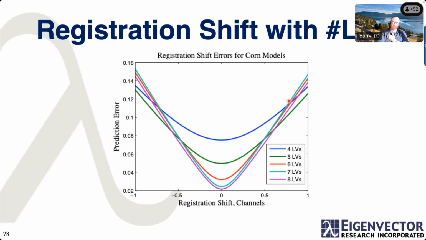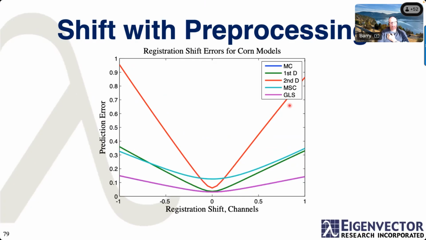And you can also look at it in terms of registration shifts. Here's the registration shift across the bottom versus the prediction error of the model. And the 4 latent variable model is never as good, but it doesn't get degraded as fast. More latent variables, better models, but they degrade more quickly. And likewise with different pretreatment options.